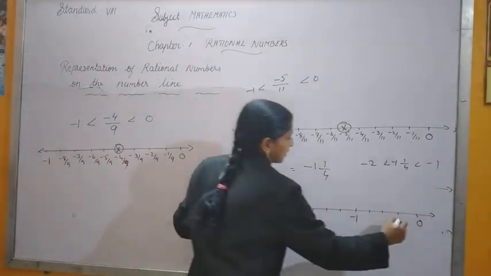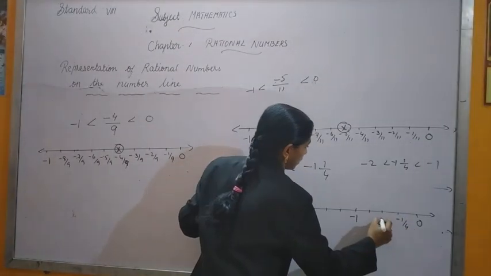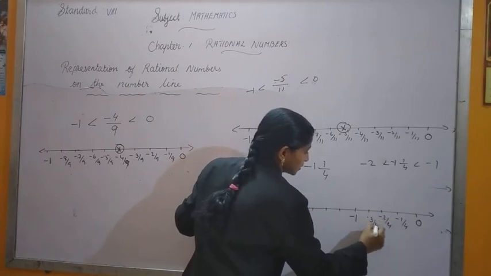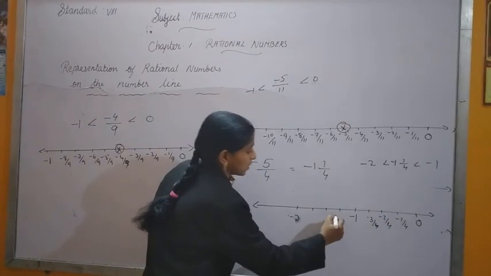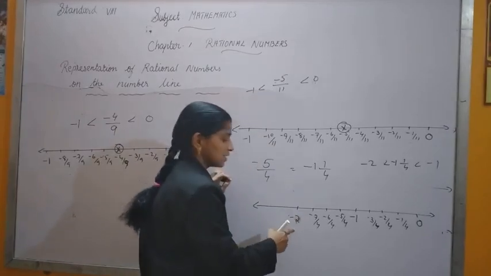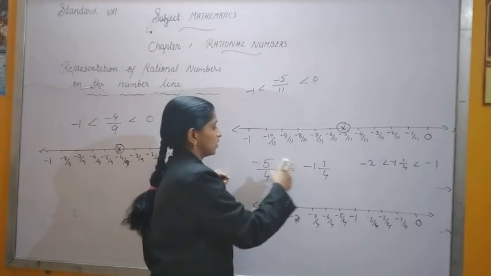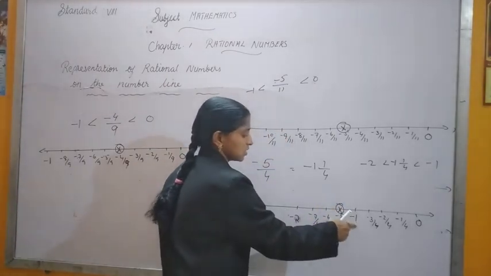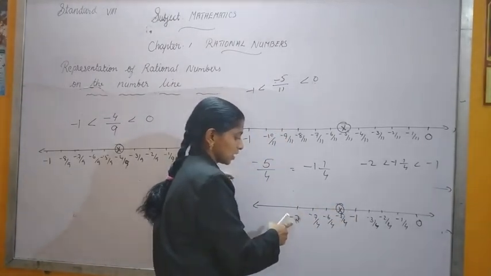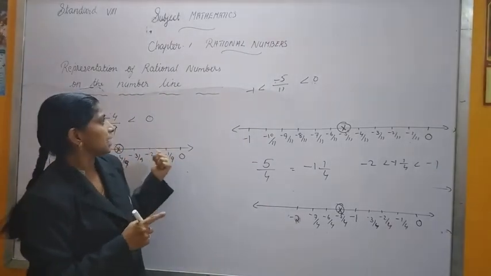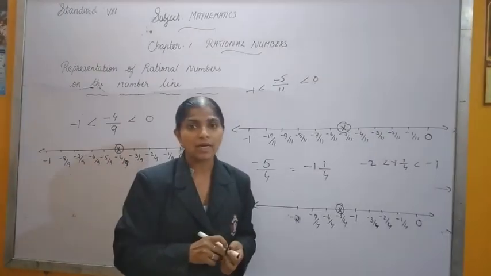Then we mark from the right side. Minus 1 upon 4. Minus 2 upon 4. Minus 3 upon 4. Minus 4 upon 4 is minus 1. Minus 5 upon 4. Minus 6 upon 4. Minus 7 upon 4. Minus 8 upon 4 is minus 2. We should mark minus 5 upon 4. So we get this point. Look at this. This point is between minus 1 and minus 2. This way we can represent rational numbers on the number line.